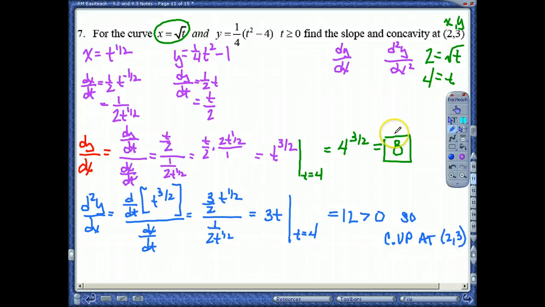Okay, so they did want to know the actual value of the first derivative because they asked for slope. Concavity, they wanted to know if it was concave up or concave down. Now, to put that in a parallel form, if they asked us, is it increasing or decreasing at the point (2, 3)? Then we would have looked at this, and because it's a positive number, we would say that we were increasing. Okay? So what they want to know here is concavity. We are concave up. So the derivative wasn't too bad.